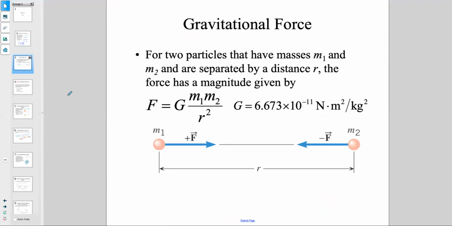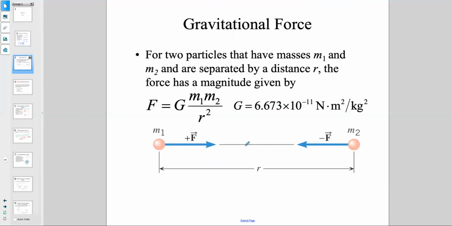So for two particles that have masses m1 and m2 and are separated by the distance r, the force has a magnitude given by this. F is capital G m1 m2 over r squared. And G is, as I just said, the gravitational constant, which is 6.673 times 10 to the negative 11.